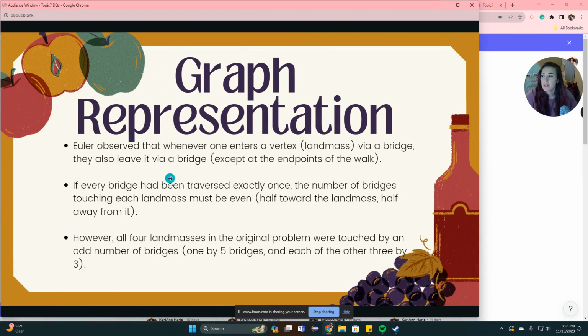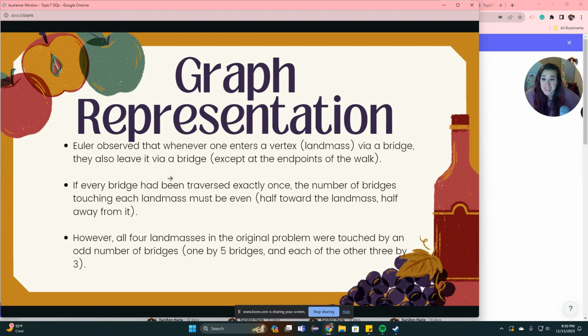So Euler observed that whenever one enters a vertex or the landmass via the bridge, they also leave via a bridge. Duh. Except in points of the walk. So this would be an acyclic graph. If every bridge had been traversed exactly once, the number of bridges touching each landmass must be even. So you can't cross 7.